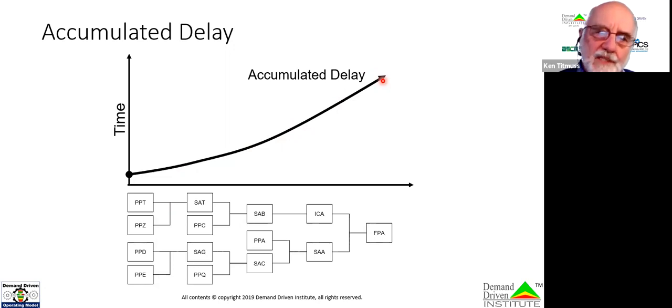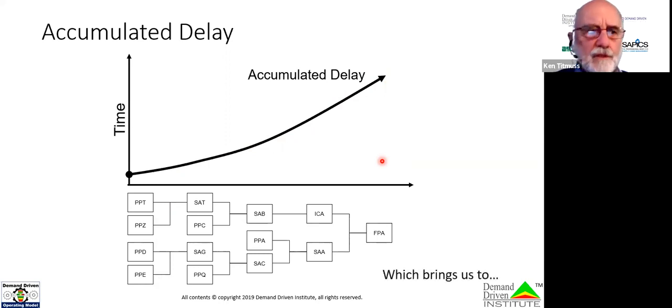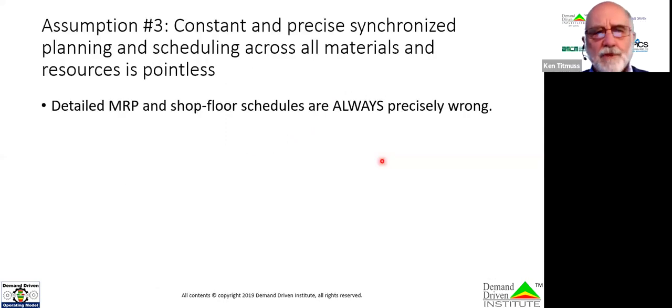And the only way we can get this time down is by working overtime, or getting more people or another machine, or outsourcing, or doing one of those things. So delays will always accumulate. Gains do not. So that brings us to assumption number 3.